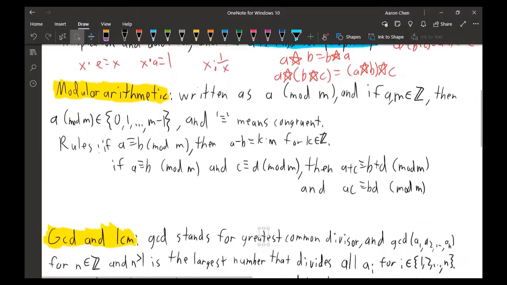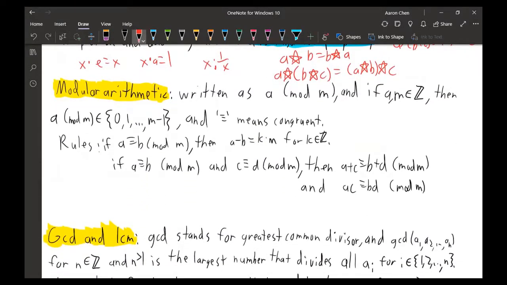Next is a slight introduction to modular arithmetic. It's written as a mod m. Normally we work in modular arithmetic with the given assumption that a and m are integers. Then a mod m is some member of the set of numbers from 0 to m minus 1. And this symbol here is used to mean congruent.